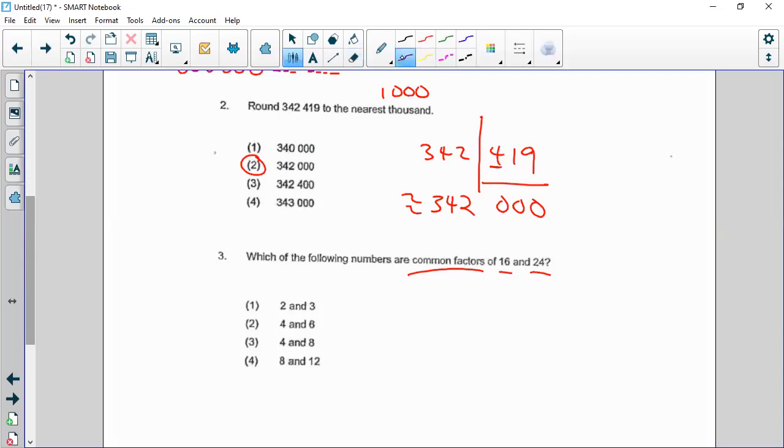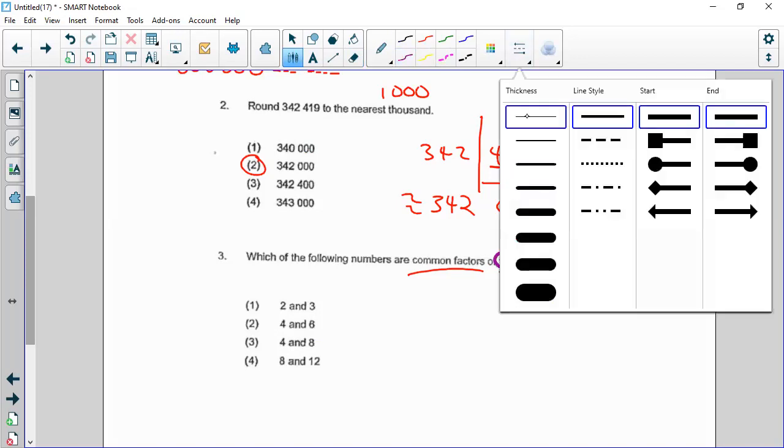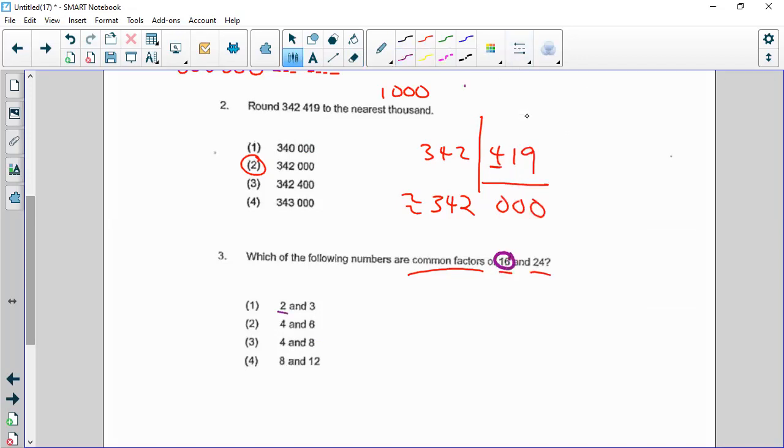You just have to look at, can 16 divide by 2? Look at the first answer. Can 16 divide by 2? Can. Can 16 divide by 3? Cannot. So number 1 is wrong. Can 16 divide by 4? Can. Can 16 divide by 6? Also cannot. Can 16 divide by 4? Can. Can 16 divide by 8? Can. So 4 and 8 are factors of 16.